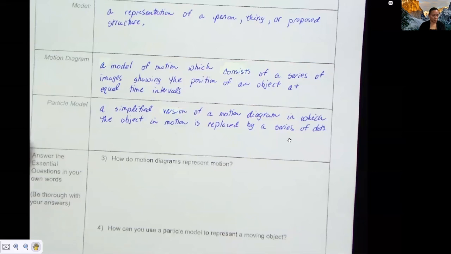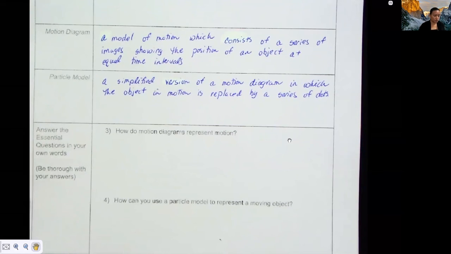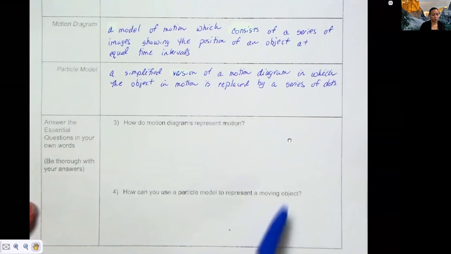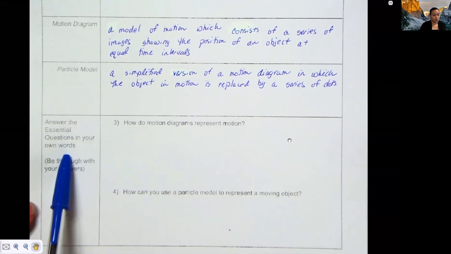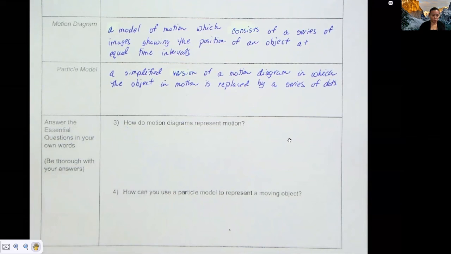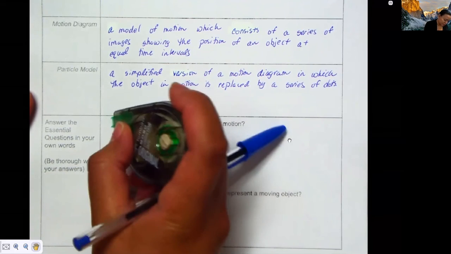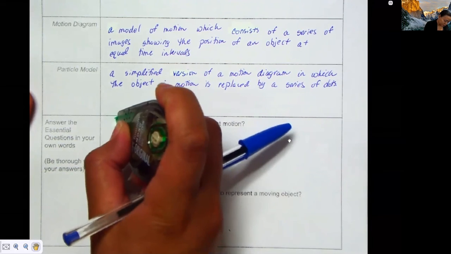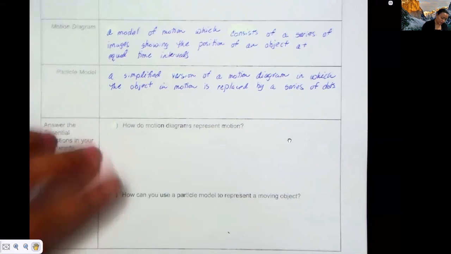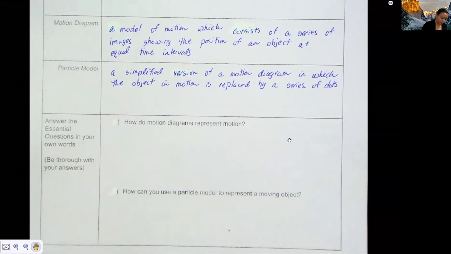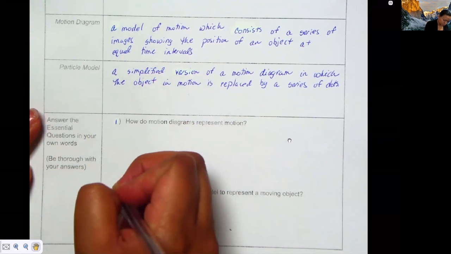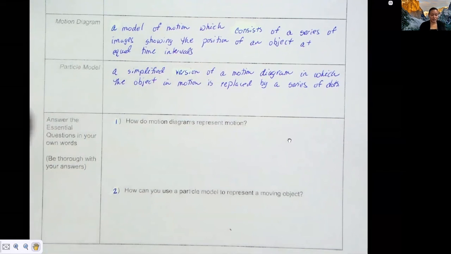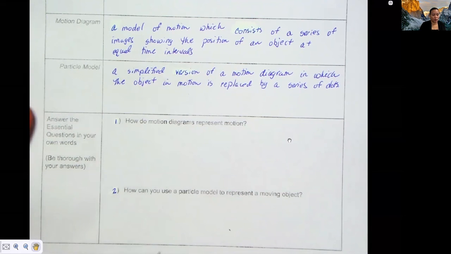All right, in order to finish up these notes, what you need to do is now go back and revisit the essential questions. First question, number one, how do motion diagrams represent motion? And number two, how can you use a particle model to represent a moving object? Okay, so you are going to go through your notes, read the text, and answer these questions. Be thorough with your answers.